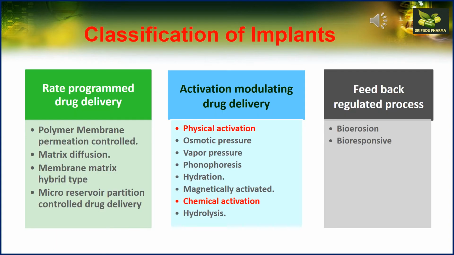In detail, you will be studying the classification of implants. They are of three types: rate programmed drug delivery, then activation modulated drug delivery, and feedback regulated process. The complete video related to classification of implants we have already prepared. We are attaching the link along with this, so you can go and watch those videos.